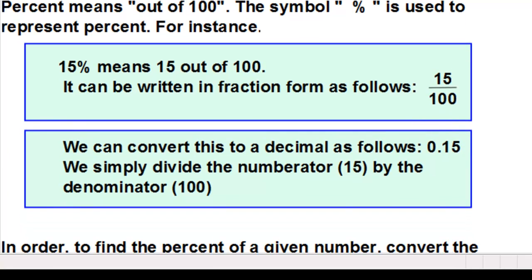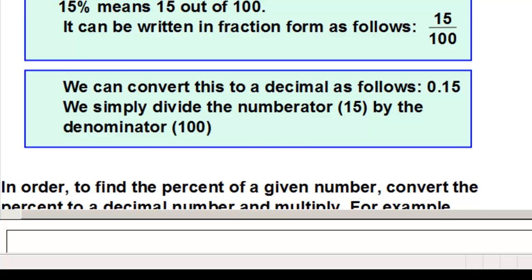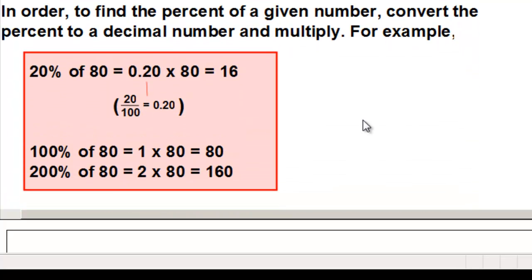To convert this to a decimal, you just take the numerator 15 divided by the denominator 100 and you get 0.15. Now, in order to find the percent of a given number, convert the percent to a decimal number and multiply. So 20% is the same as 20 over 100, which becomes 0.20 when you go 20 divided by 100. So 20% of 80 is the same as 0.20 times 80, which is 16. 100% of 80, well, 100% is just 100 over 100, which is 1, times 80 is 80. 200% is 200 divided by 100 is 2, times 80 is 160.